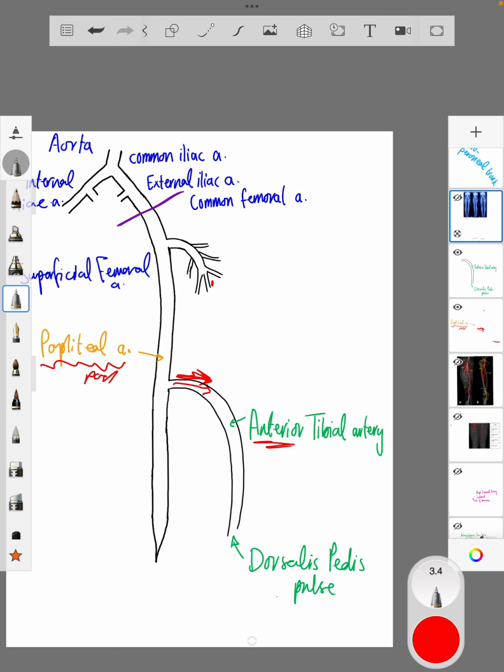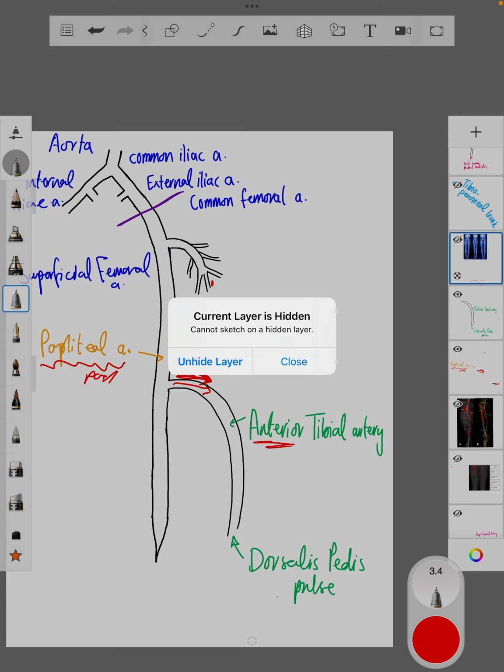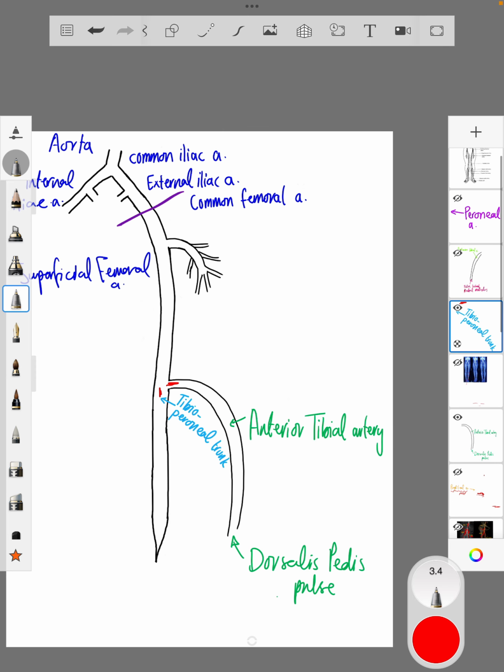Now let's look at the other two branches. So if this is the anterior tibial artery, so this part is now the tibioperoneal trunk, okay? The part that is not the anterior tibial artery anymore, and it branches into two things. It's called the tibioperoneal trunk. So it's going to separate into a tibial artery and a peroneal artery, right?